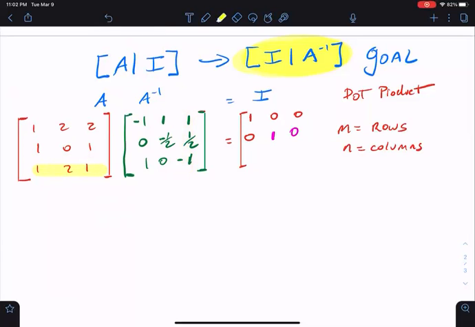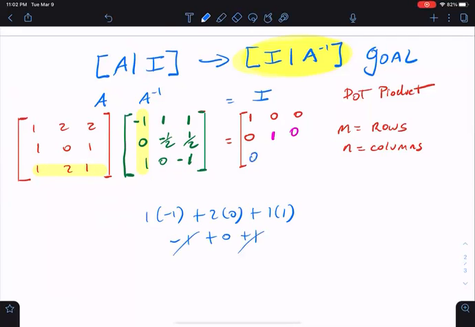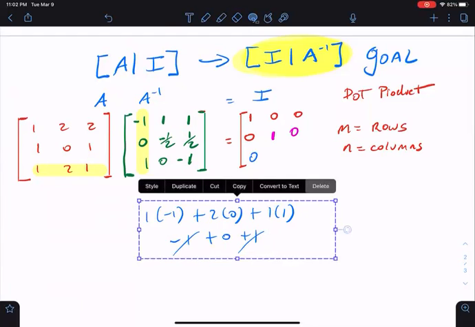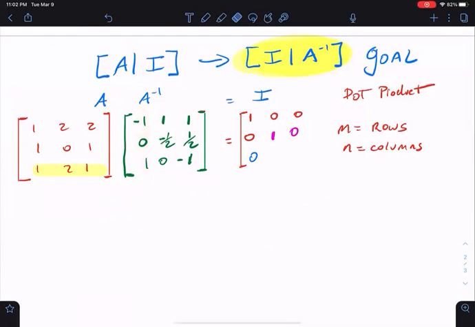Okay? Row 3, column 1. We should get a 0 here. 1 times 1 plus 2 times 0 plus 1 times 1. 1 plus 0 plus 1... 0. Yes? That makes sense. So next, we have to do row 3, column 2. So this is 1 times 1 plus 2 times -1/2 plus 1 times 0. We should get a 0 here. So this is 1 minus 1 plus 0. So this cancels. So this is 0.